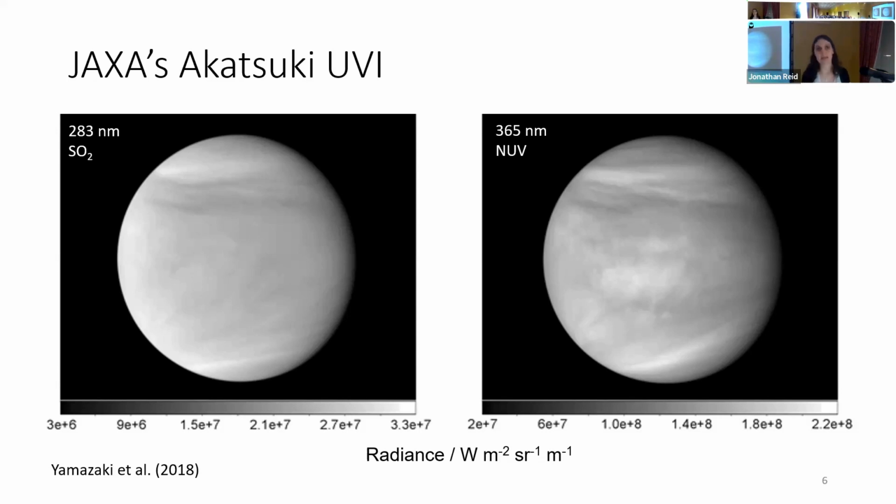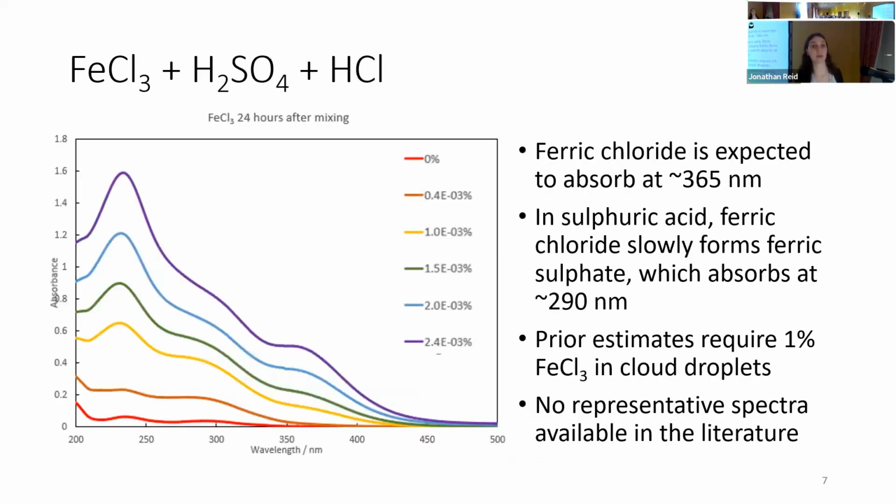The alternative is that when we said earlier, everything up to 300 is SO2 and everything beyond 300 nanometers is something else, that's wrong. This something else is also absorbing in the SO2 region. And of all of the candidates, the one I'm going to be talking about and the one I've been focusing my research on, is the one that I think has the best chance of explaining that, and that is something called ferric chloride. So ferric chloride is expected to absorb at around 365 nanometers, but when you put it in sulfuric acid, like in the cloud droplets, it forms ferric sulfate. Now that's going to be at around 290 nanometers. So this would give us that correlation between the wavelengths that we need.